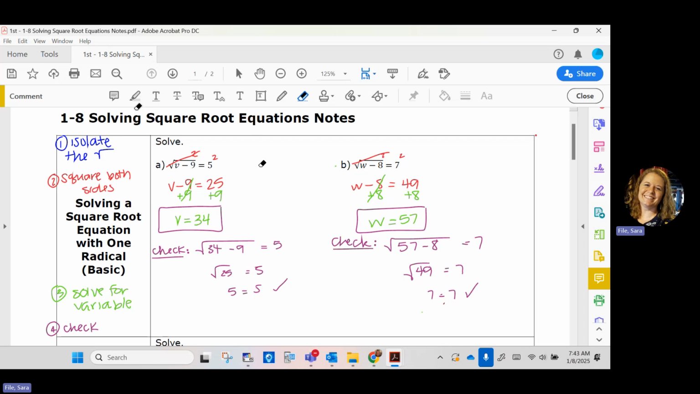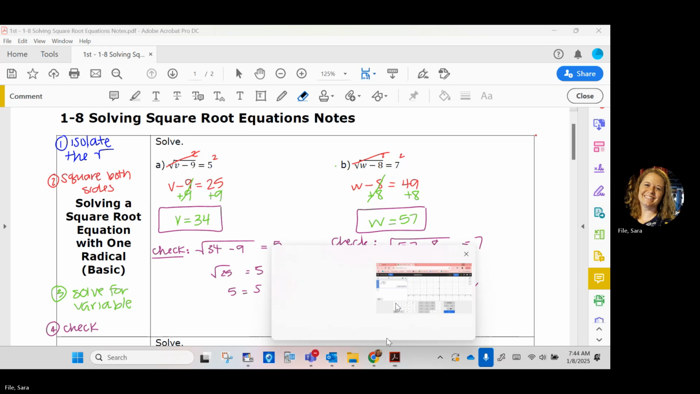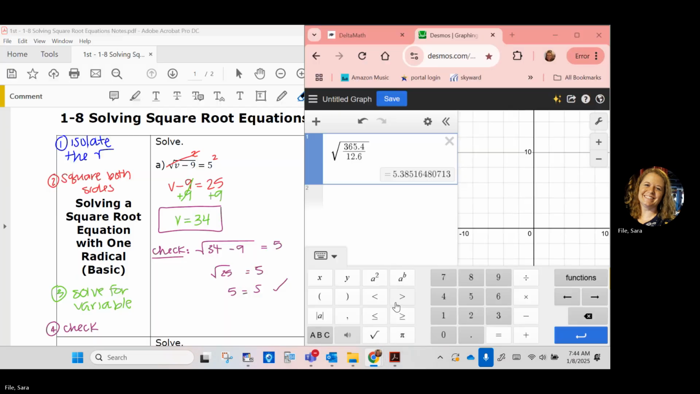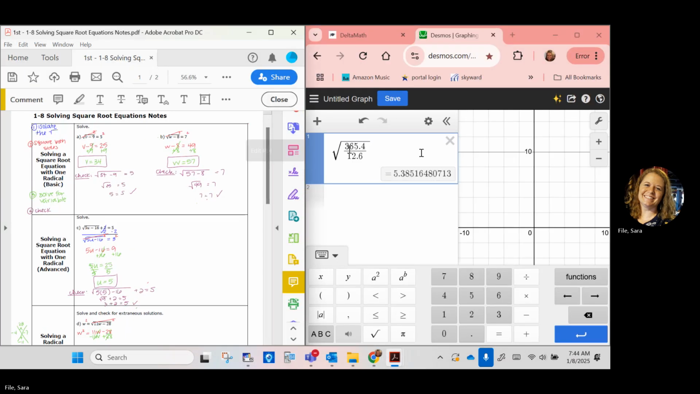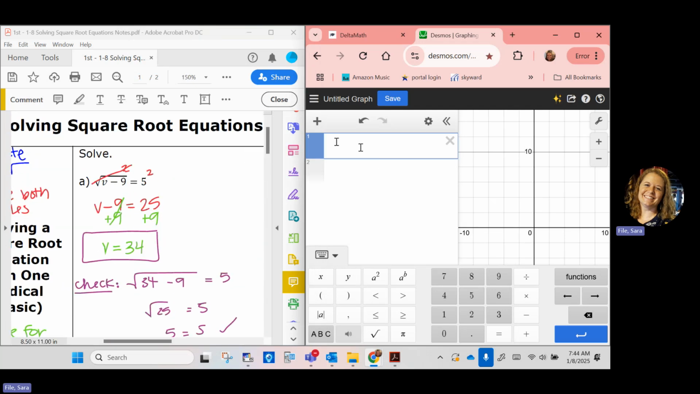x-intercept. So when we're doing all of this solving, this number that we're getting is the x-intercept of this graph. Now, in Desmos, when you graph, I'm going to use just the first example we did here. There's a couple of things. When I do this square root, and I'm going to use x instead of v, equals 5, it's not going to show me the square root function.